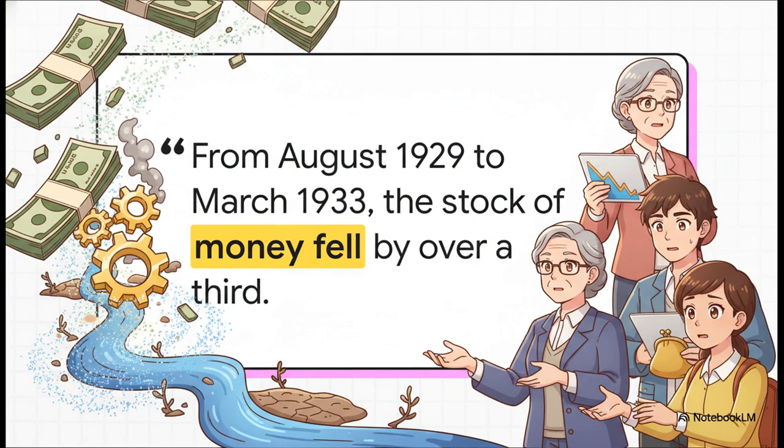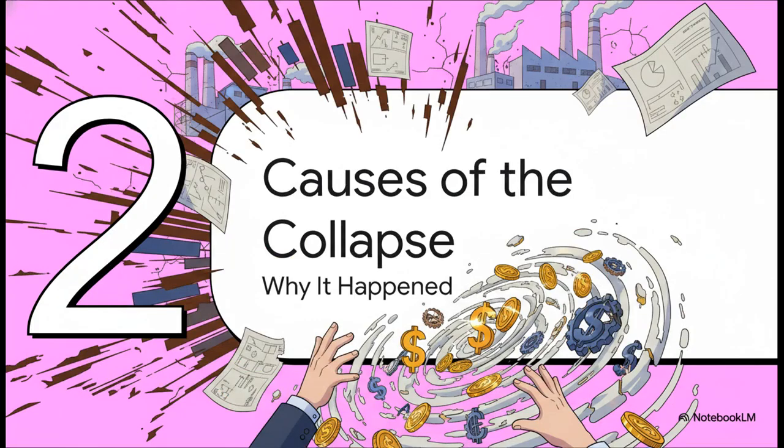Moving from the raw data to the actual mechanics of the crash, we have to ask, how did it get this bad? Well, this observation from economists Milton Friedman and Anna Schwartz really points us to the answer. They noted that from the cyclical peak in August 1929 to the trough in March 1933, the stock of money fell by over a third. The economy was quite literally choking because the very lifeblood of commerce, cash and credit, was just evaporating from the system.